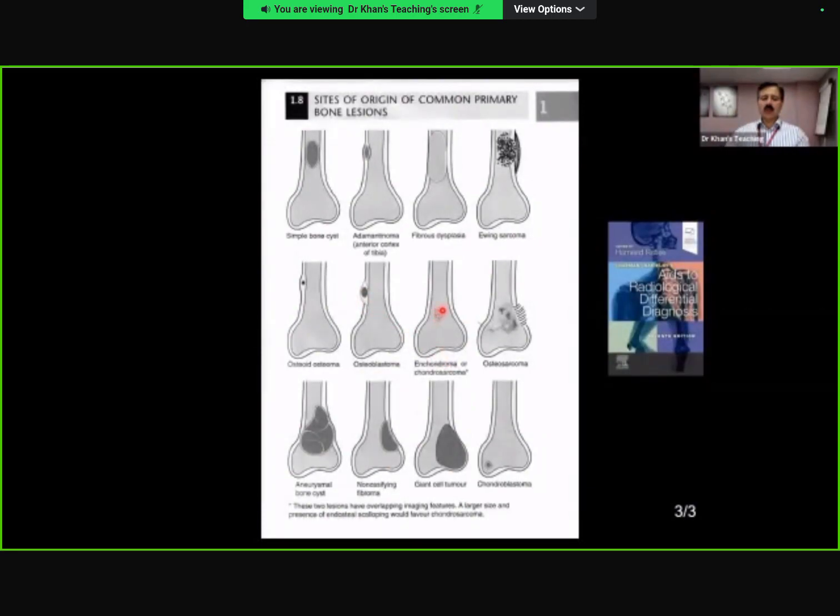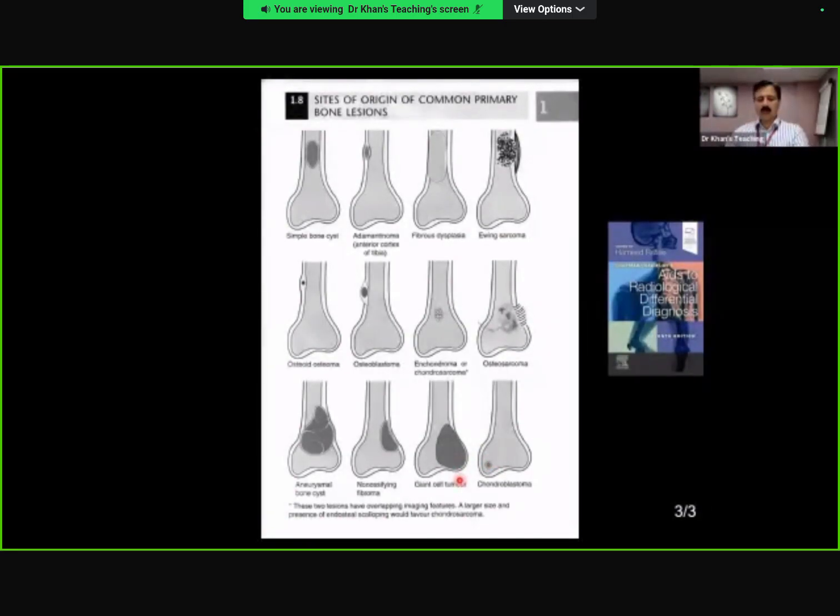Enchondroma or chondrosarcoma, we know in the metaphysis. Osteosarcoma, metaphysis, eccentric. Aneurysmal bone cyst, metaphysis, eccentric. And then actually I cannot even read what is here. For me, it's not projected in any case. And giant cell tumor, which is epiphyseal, and a chondroblastoma, which is epiphyseal.